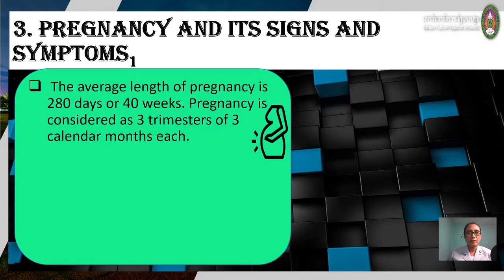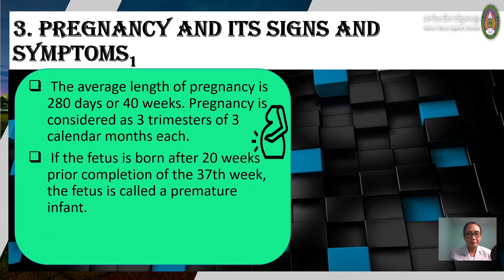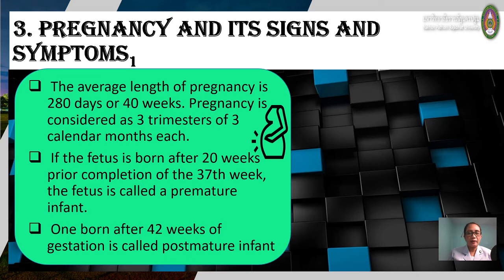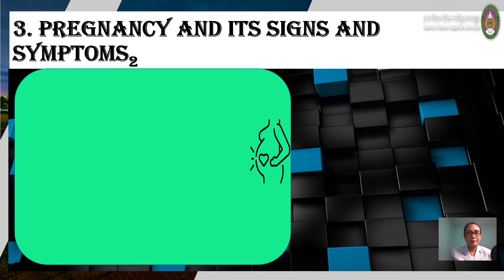The signs and symptoms of pregnancy include the average length of pregnancy, which is 280 days or 40 weeks, the maximum. Pregnancy is considered as 3 trimesters of 3 calendar months each. If the fetus is born after 20 weeks but prior to completion of the 37th week, they are called premature babies or premature infants. And if a baby is born after 42 weeks, they are called post-mature, like we usually say overdue deliveries.